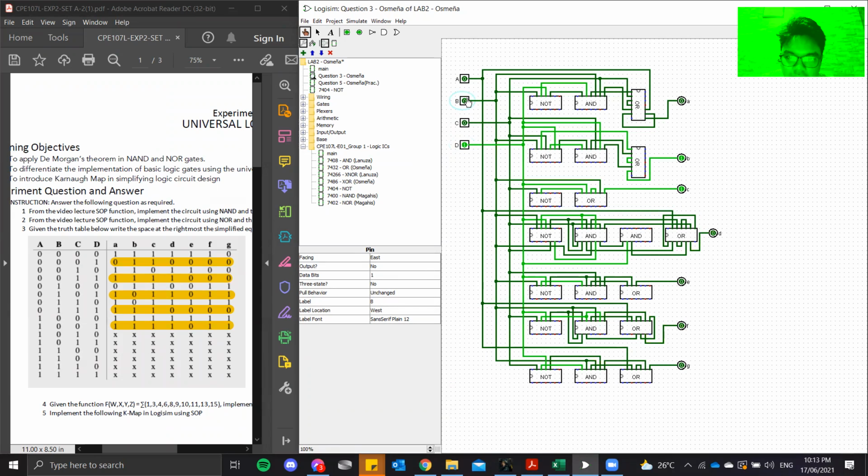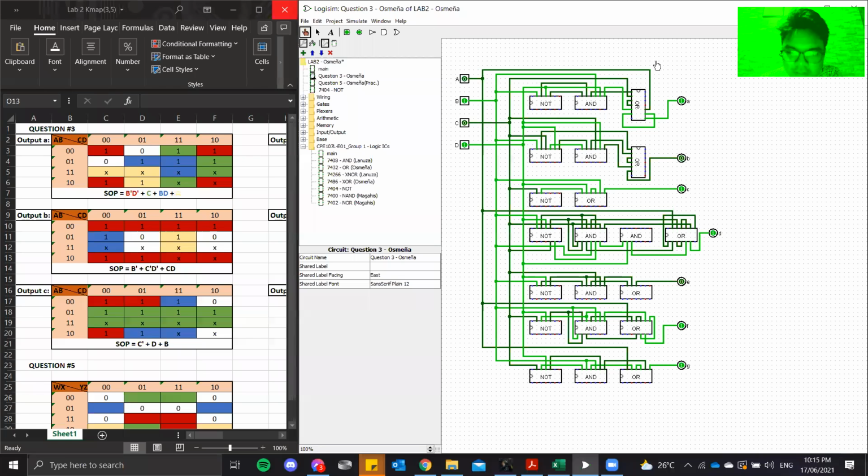It was fine. 0101, this should be 1. What happened? Sorry for the error. Let's double check it. So sorry about that. I have placed the wrong wire over here. I have placed at this pin C this wire instead of the input. So that's why it yielded the wrong one.